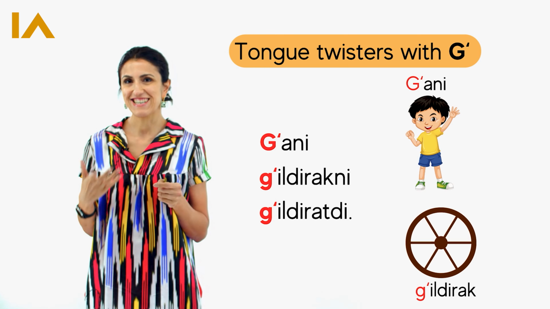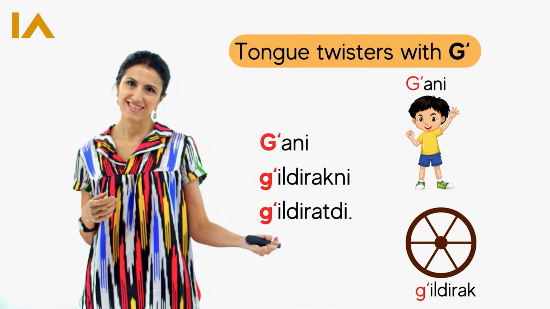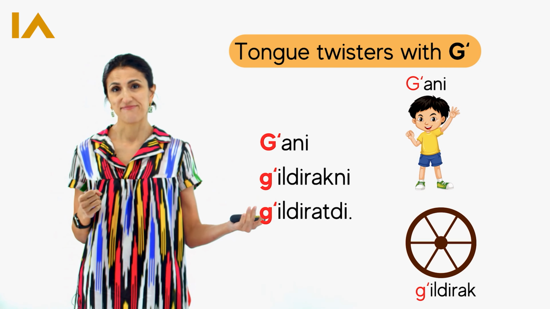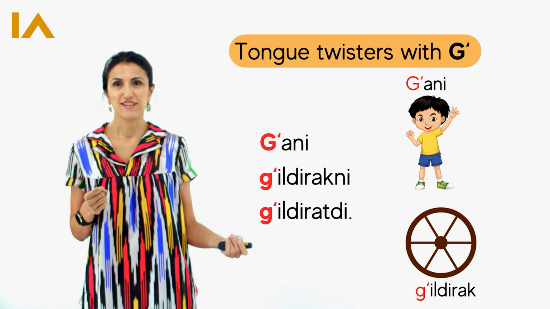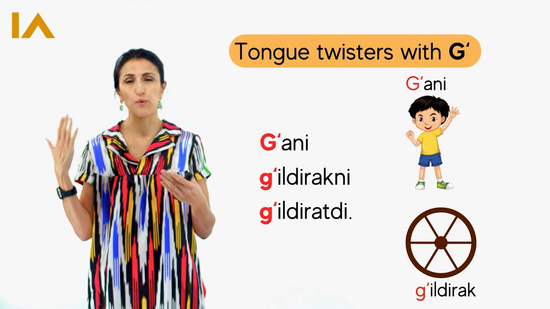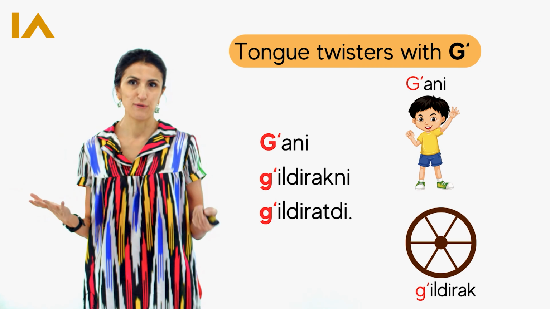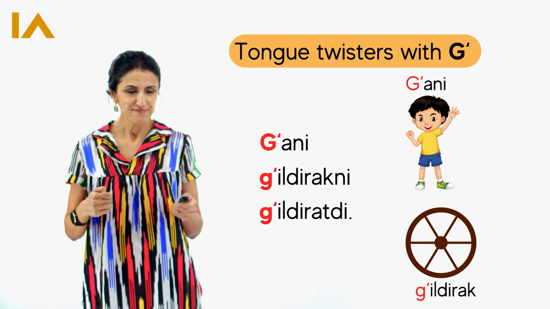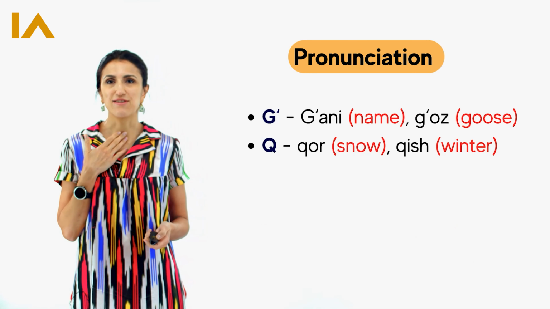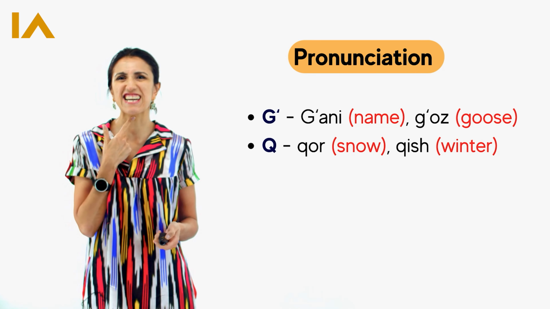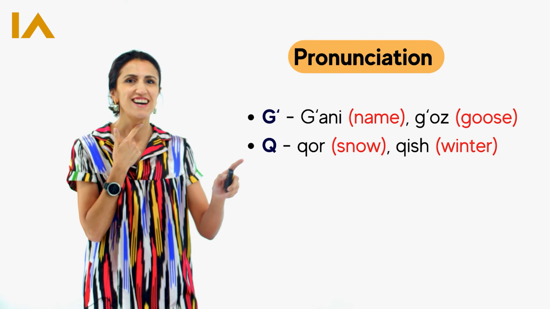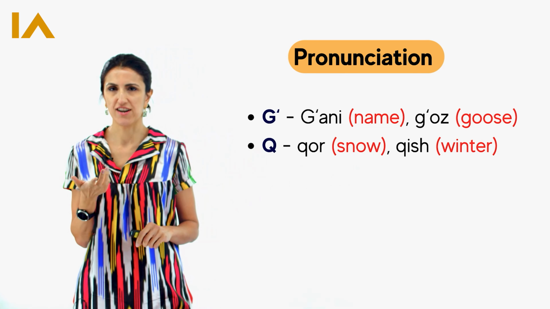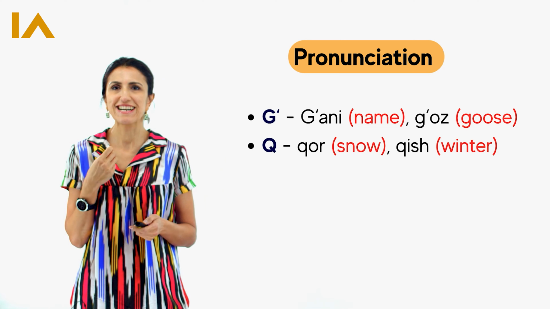Rane gıldırattı. Rane gıldırattı. Rane gıldırattı. Rane gıldırattı. So at least say it 5 times, either slow or quick, depends how comfortable you are, but at least 5 times and you are good with this sound. The next in my list is k sound. So r was here and k is here. Kar, which means snow. Kış, winter, right? Kar, kış.